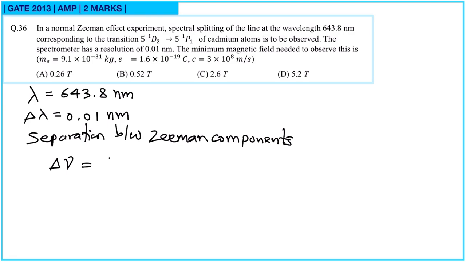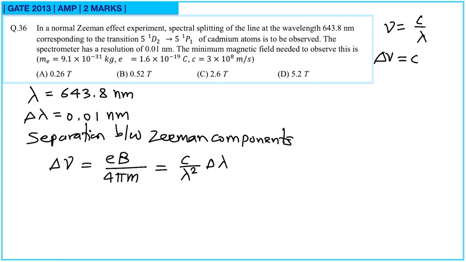Delta nu is equal to eB by 4 pi m. Now delta nu can be written as C upon lambda square delta lambda, because nu is equal to C by lambda. So delta nu is equal to C, and the derivative of 1 by lambda is minus 1 by lambda square into delta lambda. Minus sign we won't consider because we need only magnitude. So from here B will be equal to 4 pi m c into delta lambda upon e lambda square.